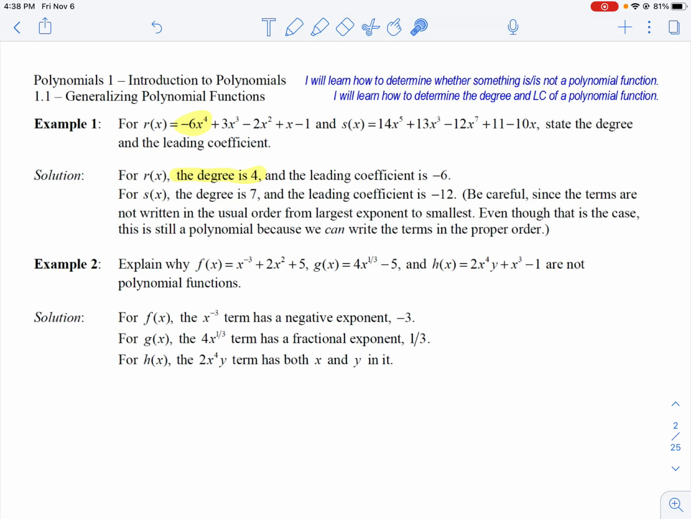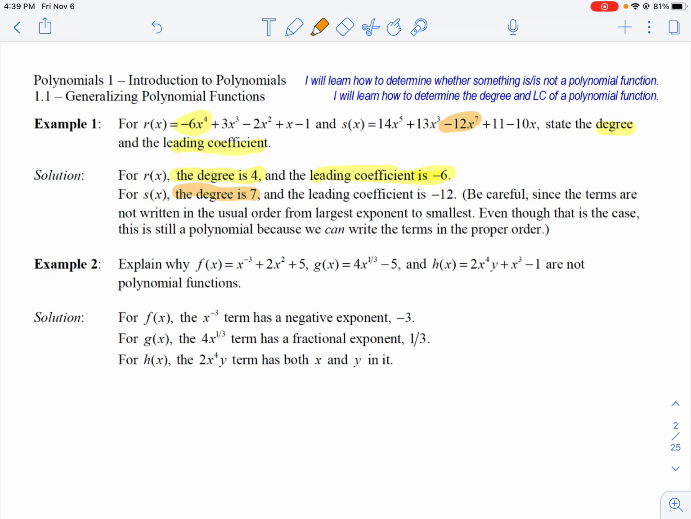We have 14x to the power of 5. And again, we will state the degree and the leading coefficient. In this case, I will find the one with the largest exponent. I know 14x to the power of 5 is written first, but that's not the one with the largest exponent. It's the negative 12x to the power of 7 that owns the largest exponent. So our degree is 7, and our leading coefficient is, of course, where we found our largest exponent, which is negative 12.